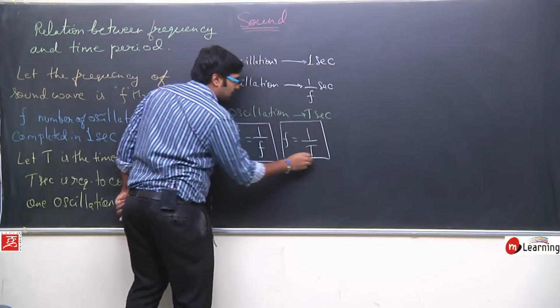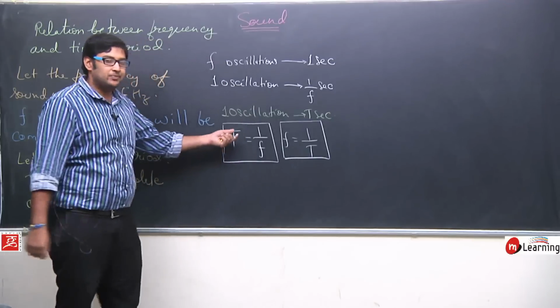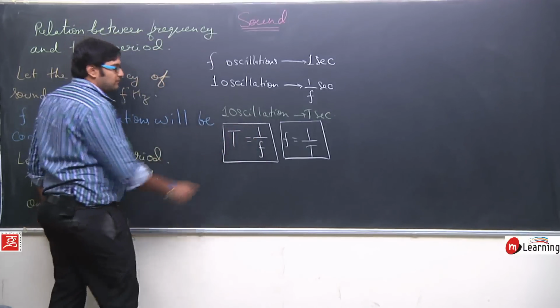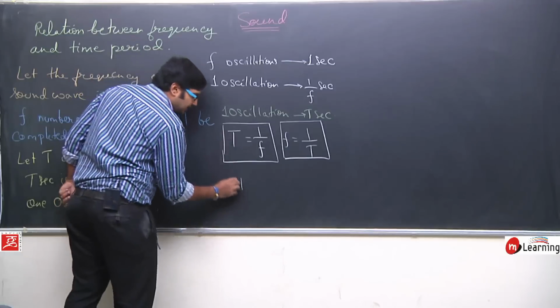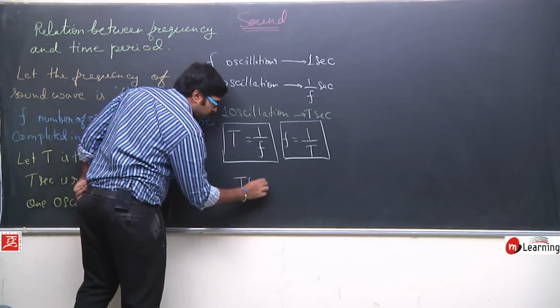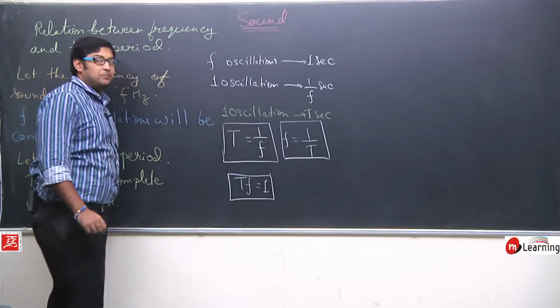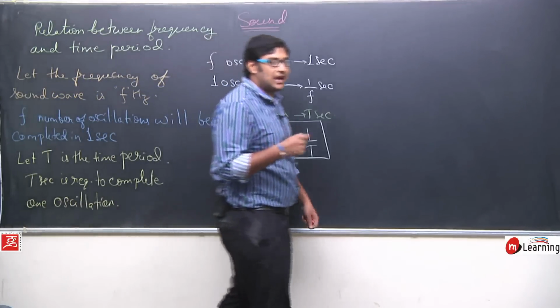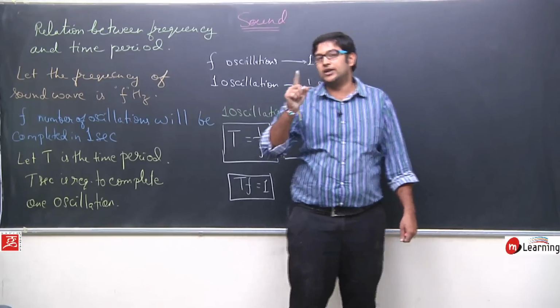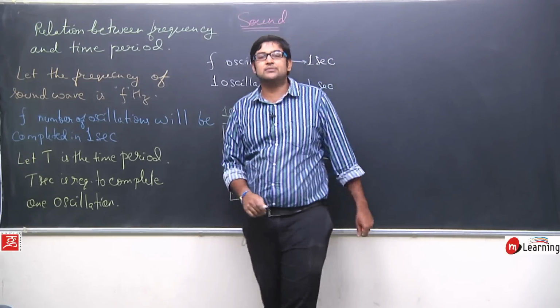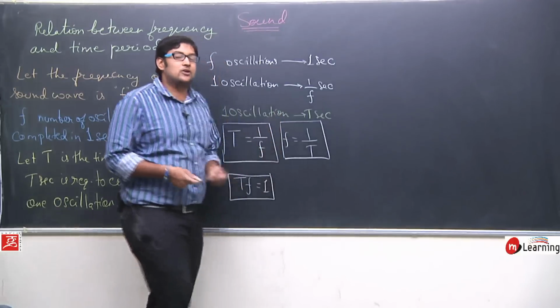So the inverse of time period will give you the frequency, or we can say the inverse of frequency will give you the time period. Now what if I multiply? T into f will give you 1. So this is another important relation, that the product of frequency and time period is equal to 1. It is always equal to 1. So this is the most important relation between the time period and frequency.